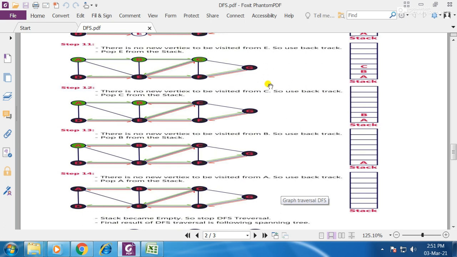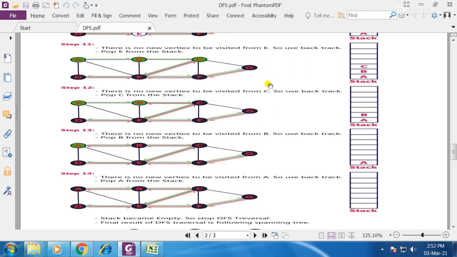In this way the total stack becomes empty and our graph becomes like this. Now there is no loop in this graph and it is a spanning tree. So in this way we have visited all the vertices of the graph and we have formed the spanning tree like this.